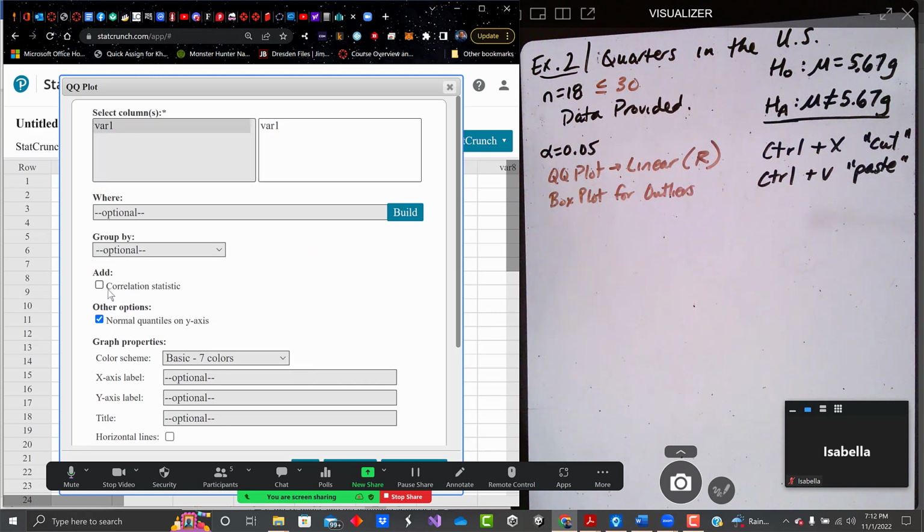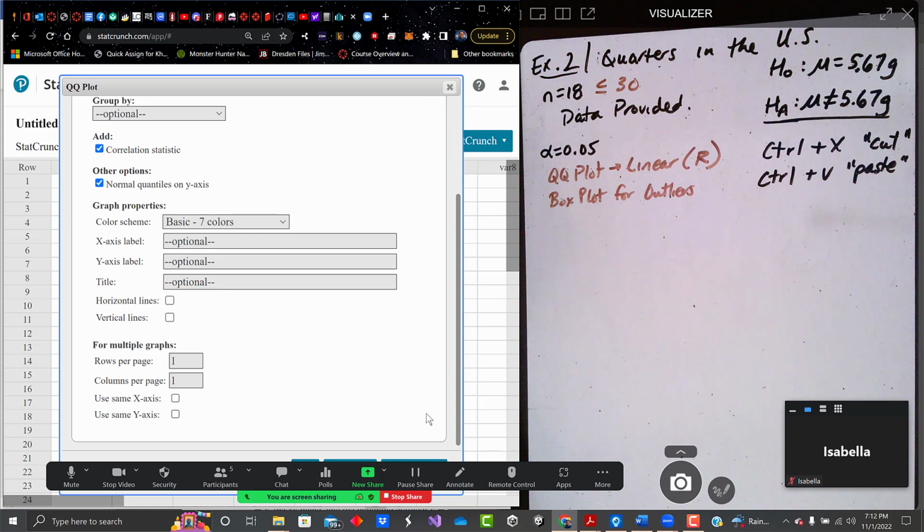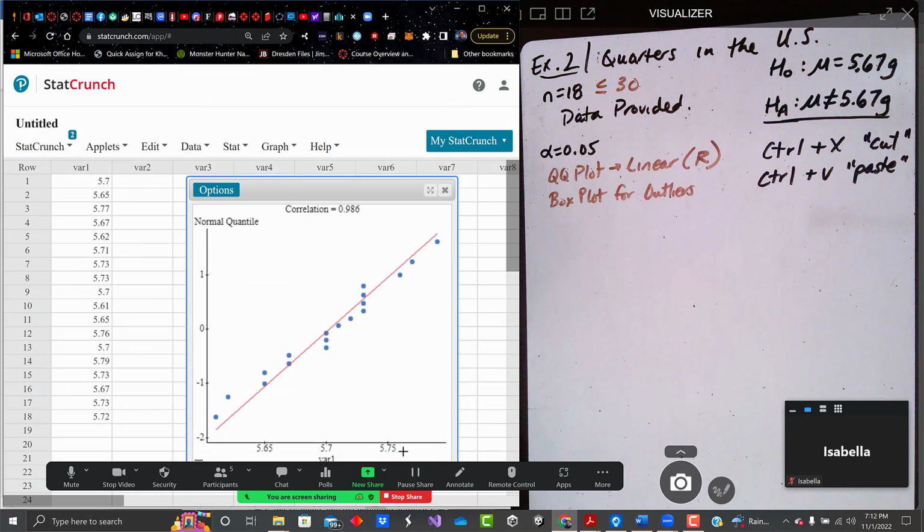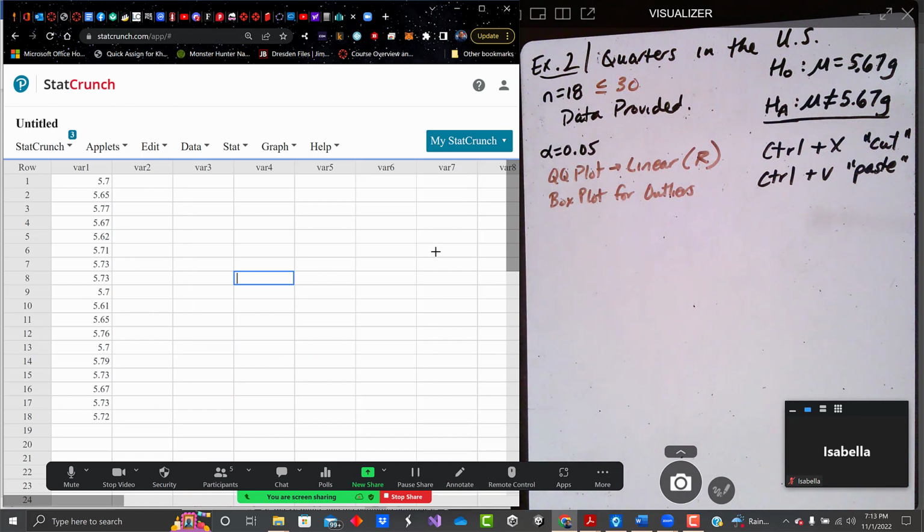I'm going to do normal quantiles on the y-axis. I'm going to add the correlation statistic. Oh, those dots are pretty close to the line. 0.986, that's pretty high. I think we're good to go.